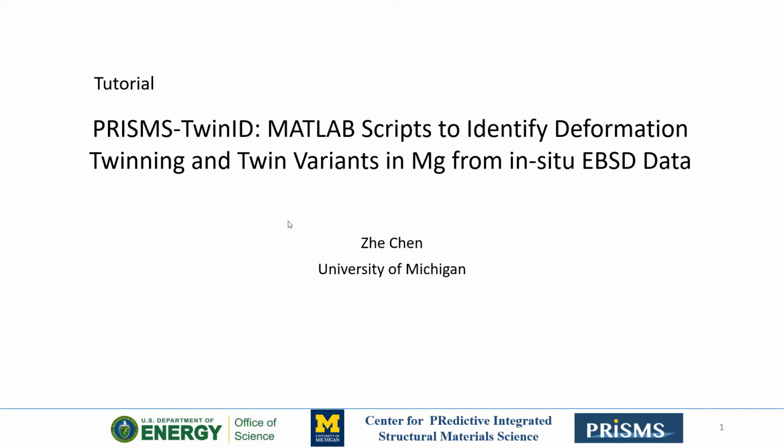Hello everyone. Today I'm going to give a tutorial on PRISMS-TwinID, which is a MATLAB script to perform deformation twinning and twin variant identification in magnesium from in-situ EBSD data. First, I will talk about some background information and then give an overview of the data processing procedure and algorithm. And then we're going to look at an example of how to run the codes using data from a real sample.